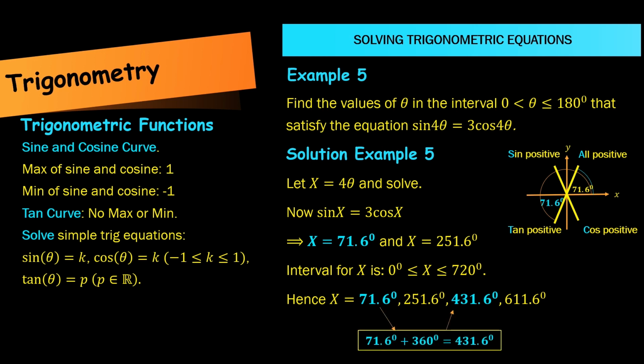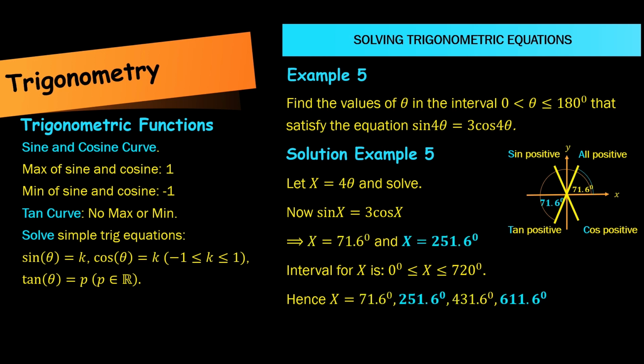If we add 360 degrees to 71.6 degrees, we obtain one other solution, which is 431.6 degrees, and similarly for the other solution. We add 360 degrees to 251.6 degrees to give us 611.6 degrees.